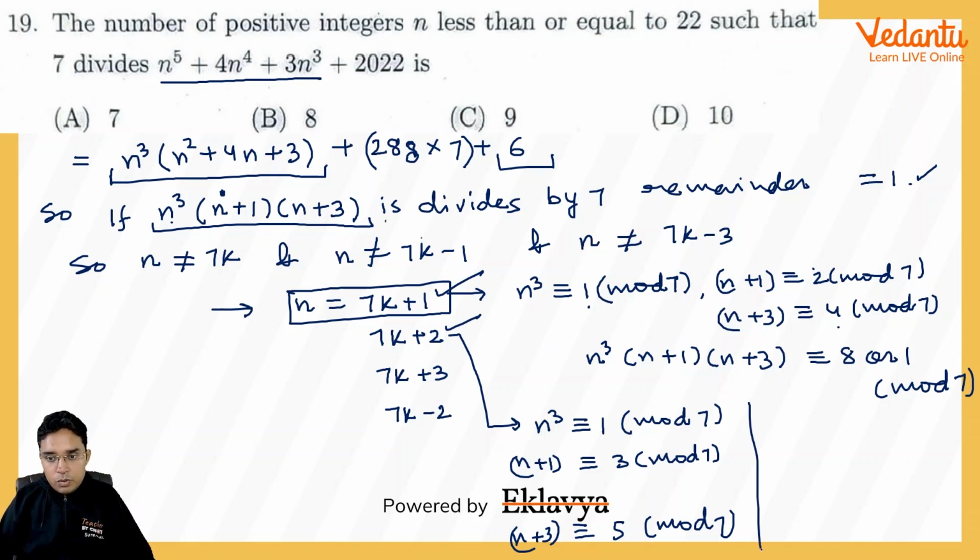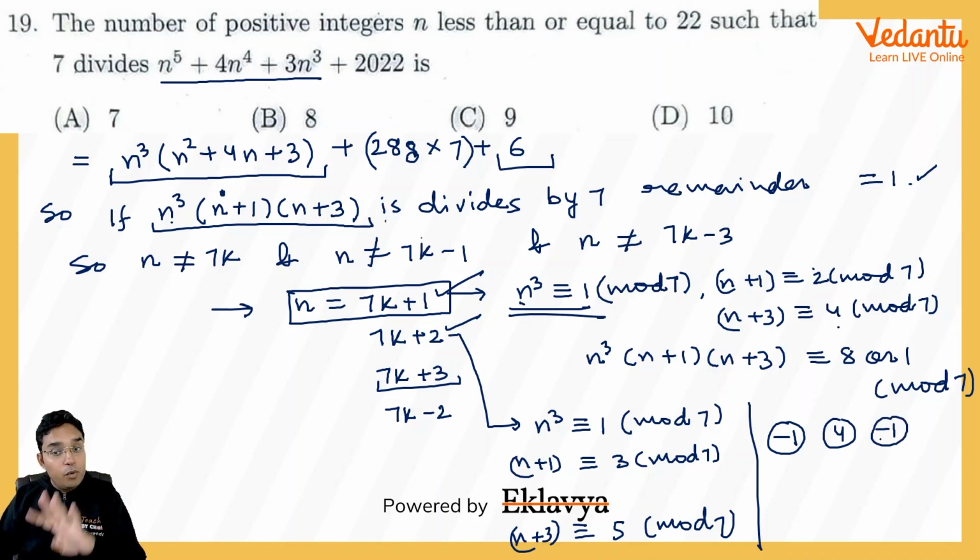Now let us do it quickly. For 7k plus 3, if I talk about n cube, 3 cube is 27, so we will get minus 1 mod 7 for this 7k plus 3. For n plus 1, it will be 4 mod 7. For n plus 3, it will again be minus 1 mod 7. And if you multiply it, you get 4 as remainder, not 1 as remainder. So I think this will not be taken.